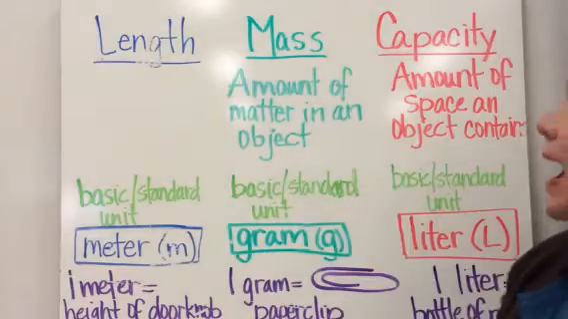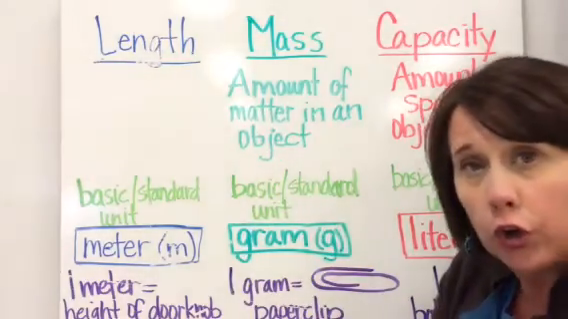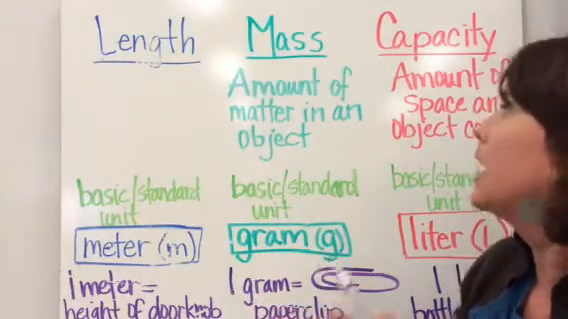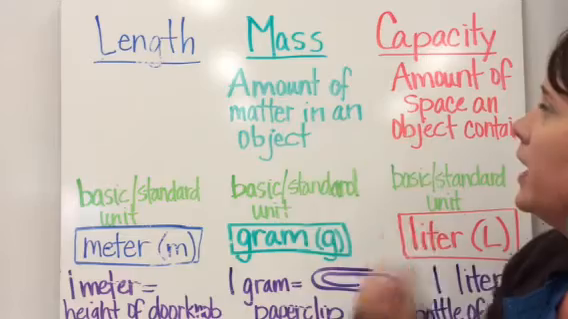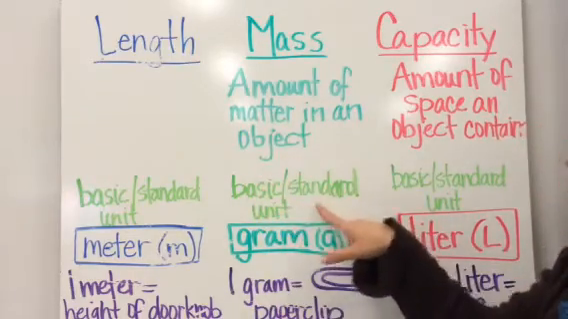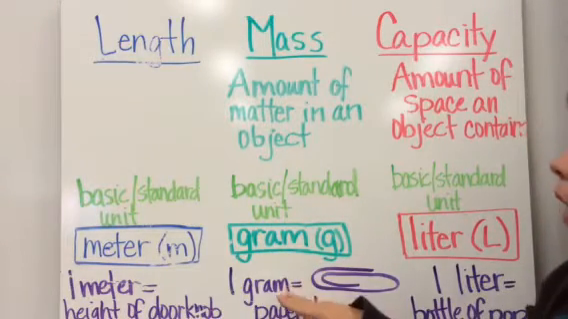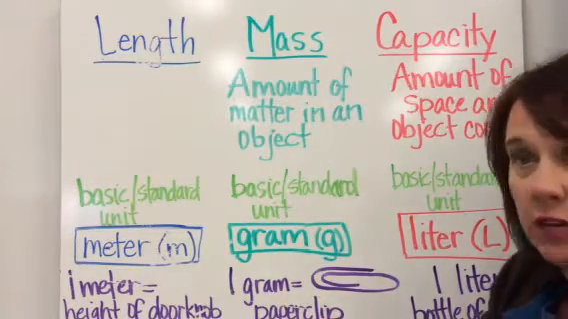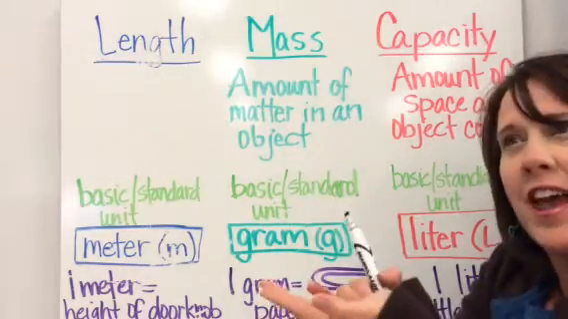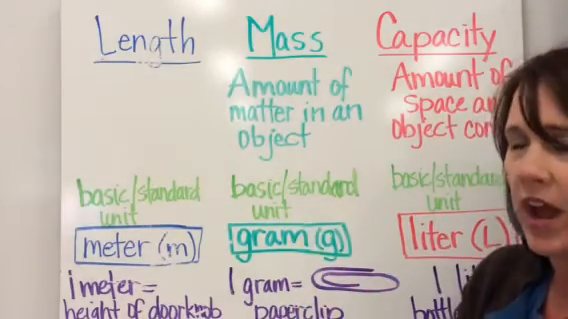When we talk about mass, mass is the amount of matter in an object. Here on Earth, mass is the same thing as weight. Now, it's not true off of this planet, but on this planet, mass and weight can be interchanged. The basic or standard unit of mass is the gram. To get an idea of what a gram is like, 1 gram is about the heaviness of a small paper clip.